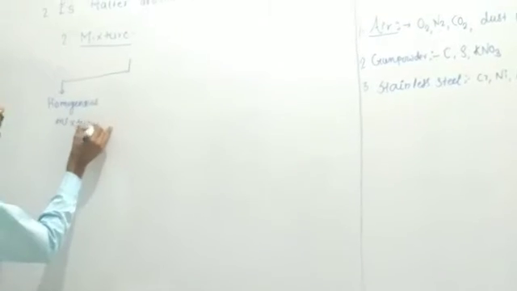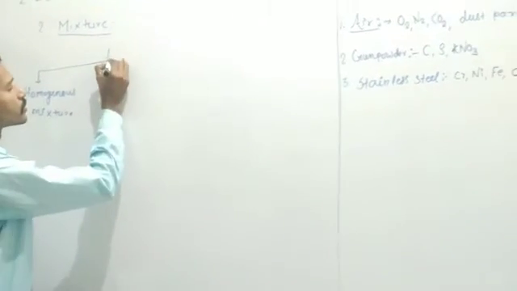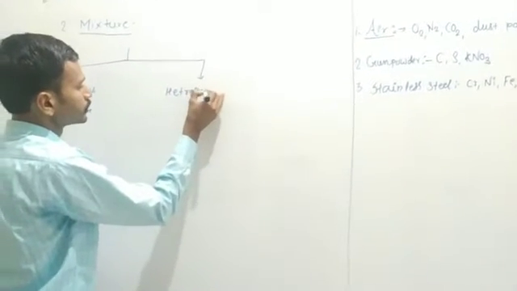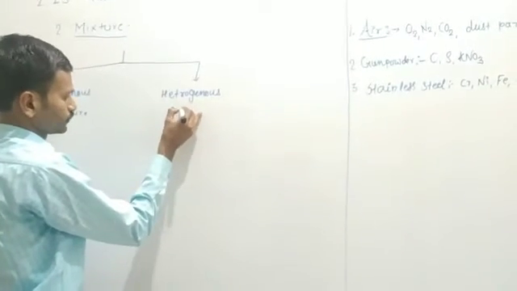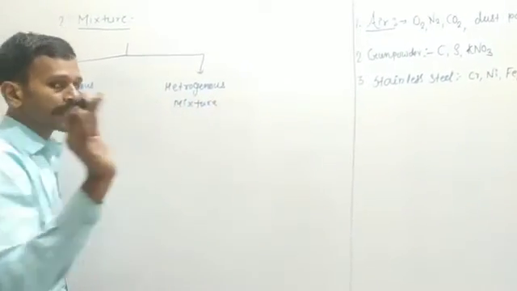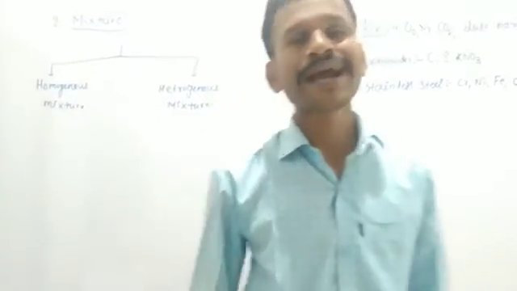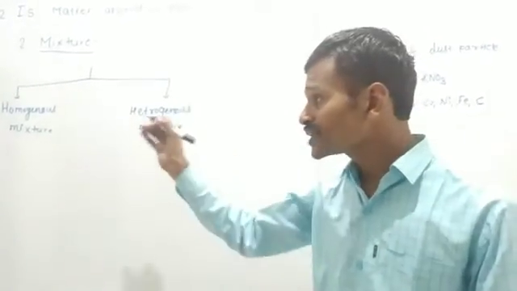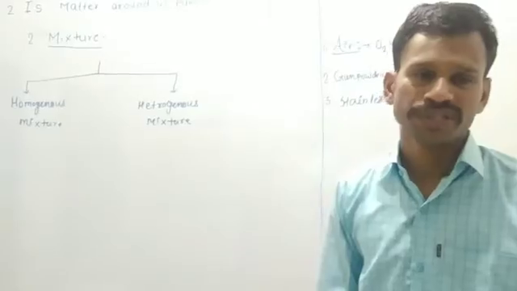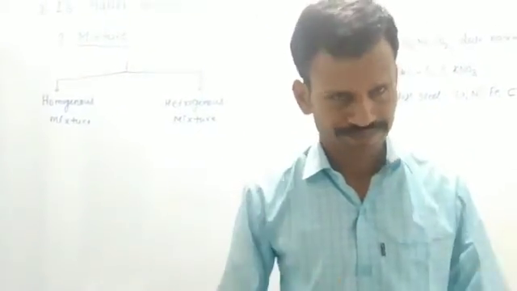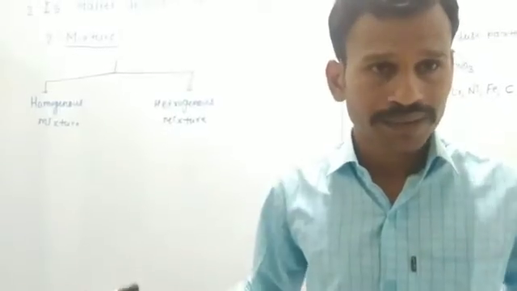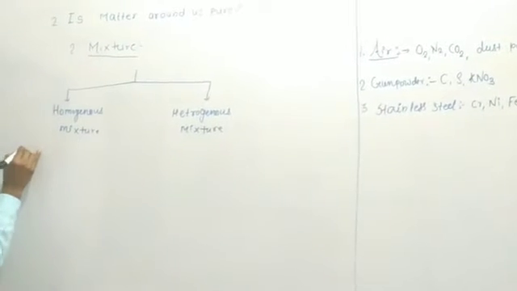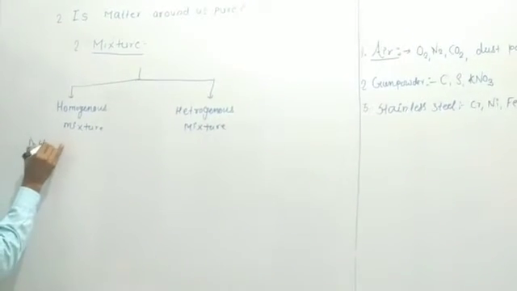And the second type of mixture is called heterogeneous mixture. These are the two types of mixture: homogeneous mixture and heterogeneous mixture. So students, firstly we will study the definition of homogeneous. Homogeneous means, we know that homo means same, hetero means different. Okay, the name itself tells us. So out of these, first we will study the homogeneous mixture.